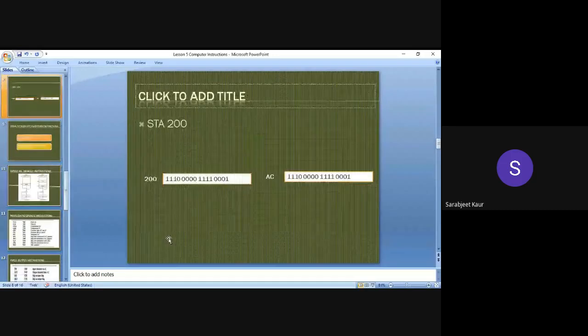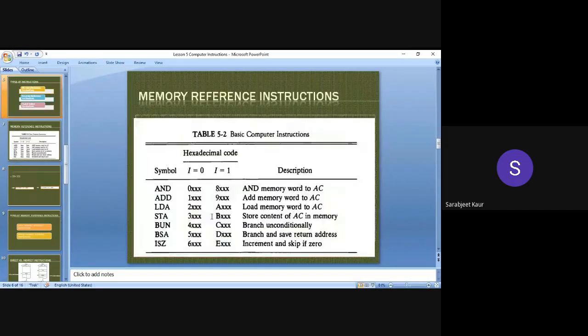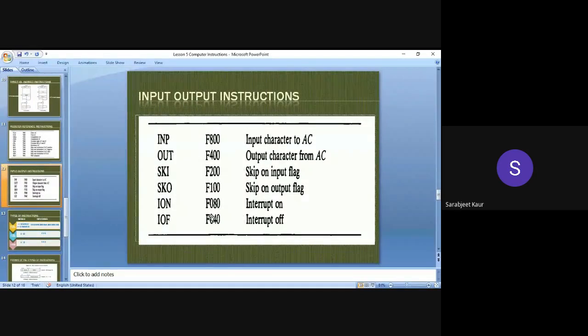Now, next we come to the final instructions, the input output instructions. Let us have a look at what their names are. The first one is input. What it does is it inputs a character to AC. That means, as we had discussed earlier, it will accept a character from the input device and put it into the accumulator. Output instructs us to take a character from AC and display it onto an output device.